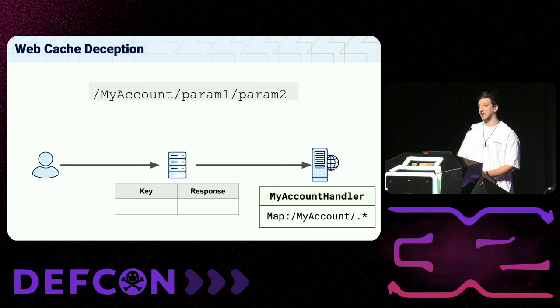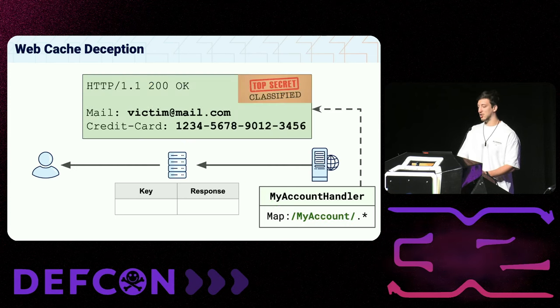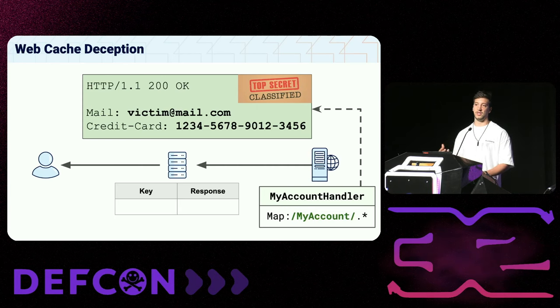So in this case, if we send a request to /myaccount/param1/param2, then only the first part is going to be used to map the endpoint. The origin server is going to generate a response which contains a lot of information from the victim because it is my account. It contains, for instance, the email or the credit card details. So basically, this is what we want to steal.